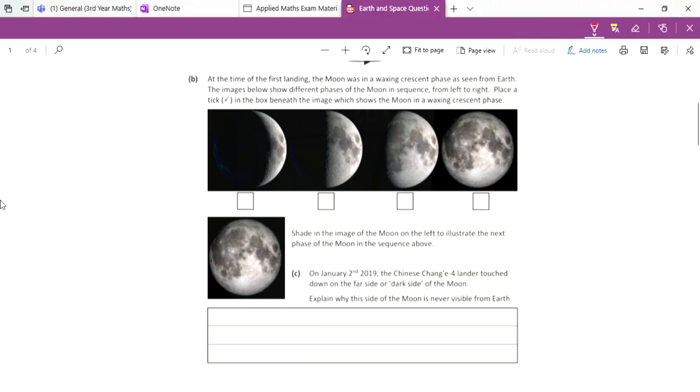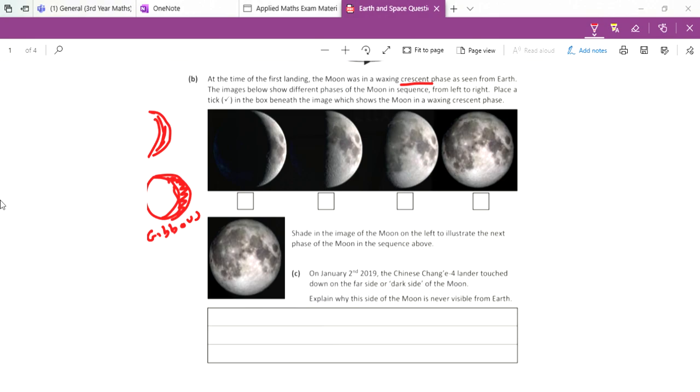At the time of the first landing, the moon was in a waxing crescent phase, as seen from the Earth. So remember, the crescent phase of the moon is when you can only partially see the moon like that. And the opposite of a crescent is where you can see most of the moon, but not all of it. I'm a terrible drawer here. Something like this, but you can just see the bit on the left there, and that's called the gibbous.